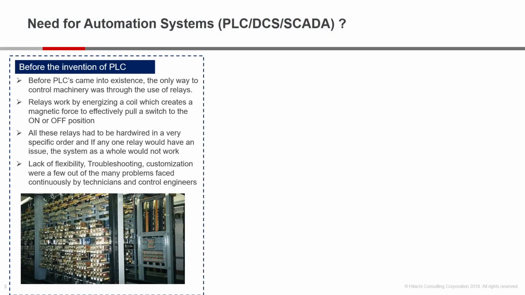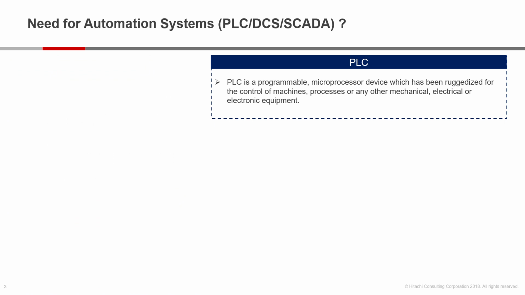Now let's see what a PLC is. So PLC is essentially a programmable microprocessor device which has been ruggedized for the control of machines, processes, or any other mechanical, electrical, or electronic equipment. So if you know what a microcontroller or a microprocessor is, it's a bigger version of a microprocessor. So you can build logic and program the PLCs as per your needs.